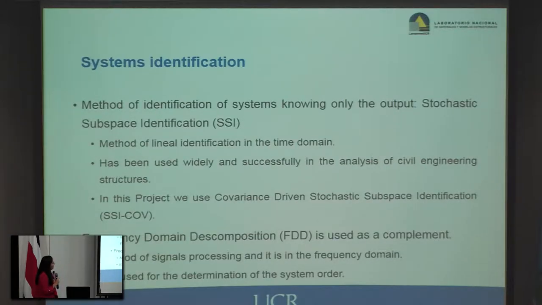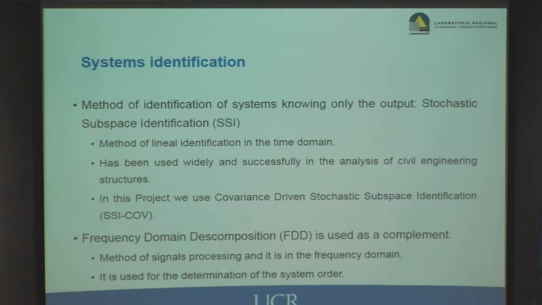We use a method of system identification called stochastic subspace identification, SSI. This is a linear identification method in the time domain, and it has been used widely and successfully in the analysis of civil engineering structures. For this project, we use covariance-driven stochastic subspace identification. We also use the frequency domain decomposition method as a complement. This is a signal processing method in the frequency domain. We use it for the determination of the system order.